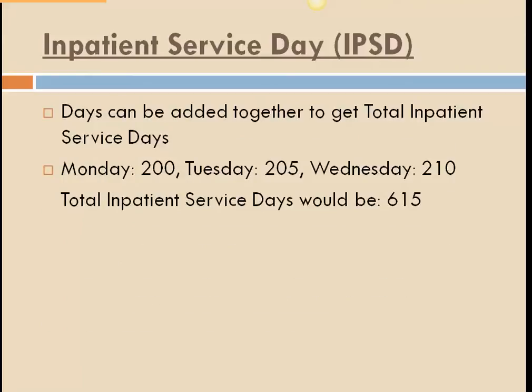If you have daily inpatient service days for several days, you can add those together to get total inpatient service days. In other words, if I'm looking at a part of my week and for Monday the inpatient service days were 200, Tuesday 205, and Wednesday 210, I can just simply add those together to get my total inpatient service days for those 3 days. It would be 615.